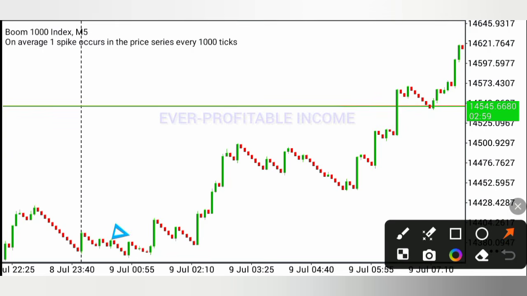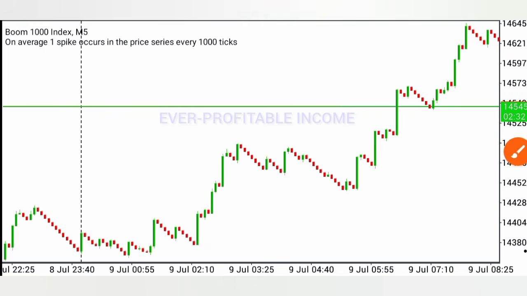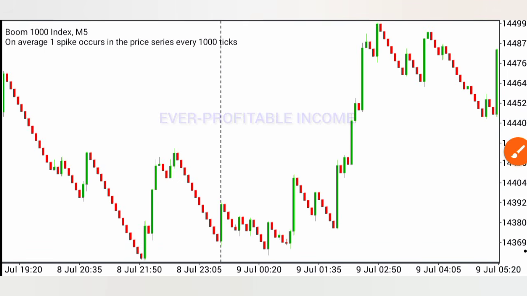If you would like to catch massive moves like this, then this video is for you. In today's video, I'm going to show you how you can catch multiple spikes just like the ones we have here. Now this video is beginner friendly and is easy to understand. Catching spikes on Boom and Crash is very easy if you follow this strategy correctly.